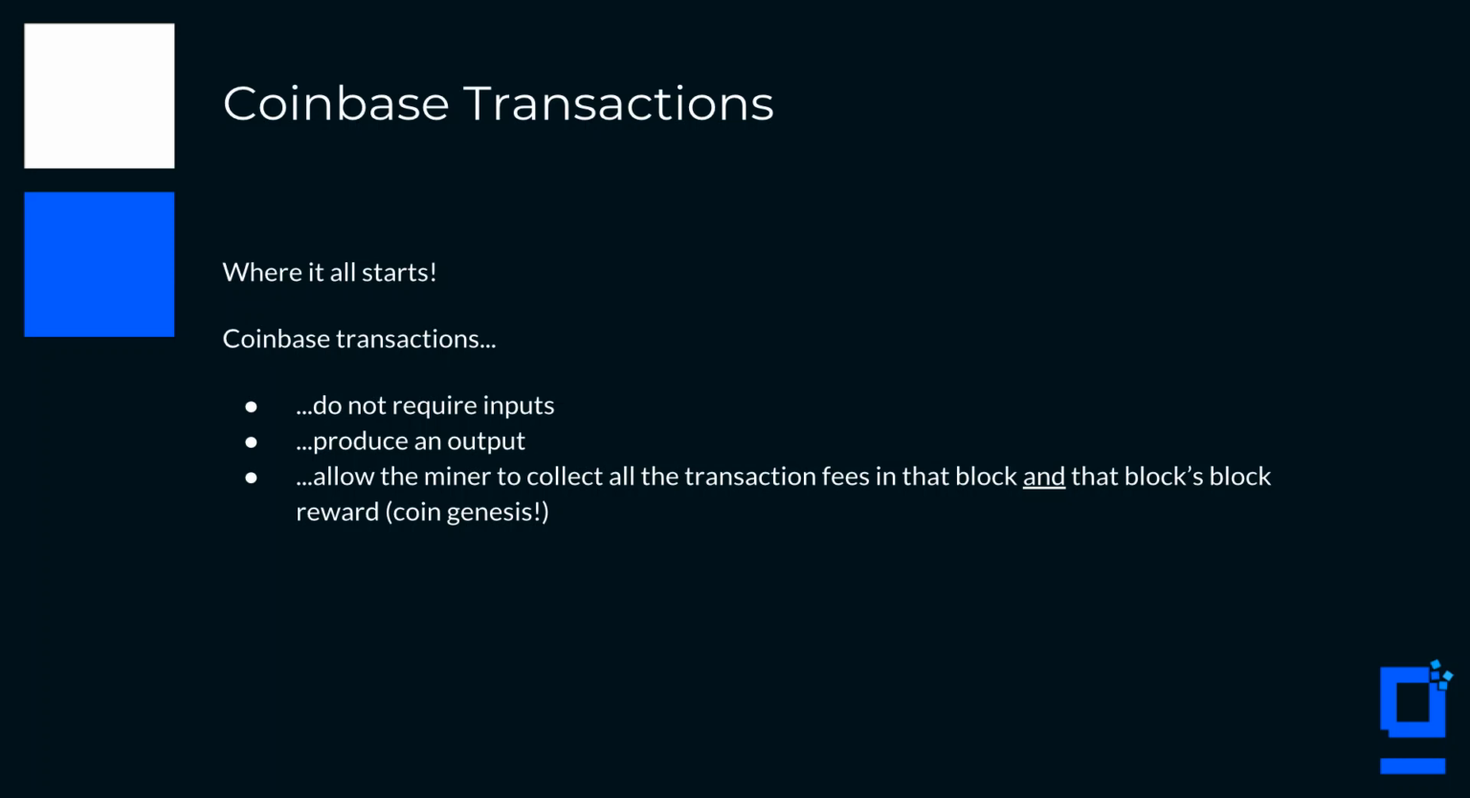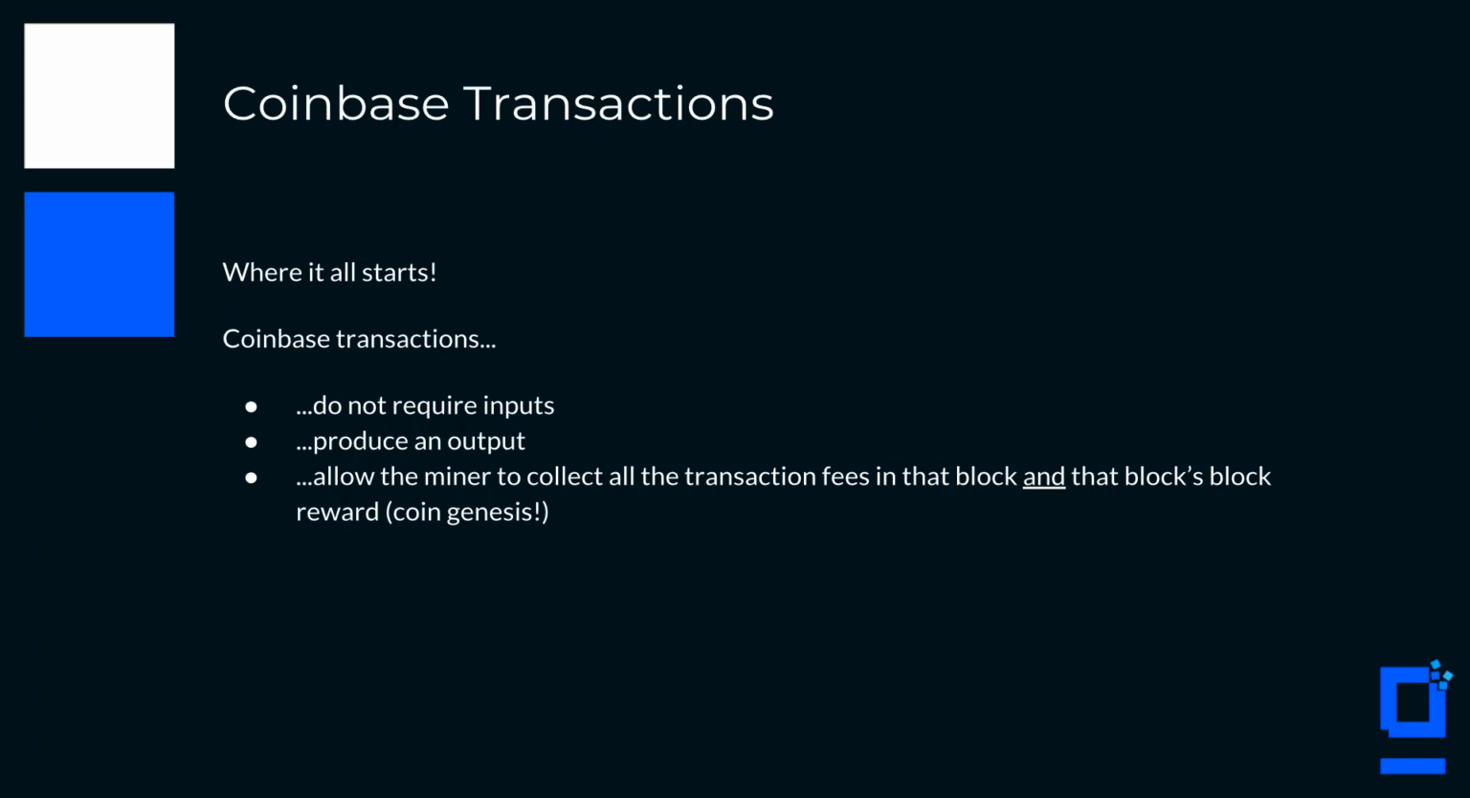You only get one per block. When the miner mines a block, they get to add one special Coinbase transaction that has no inputs and still produces an output. So it's like we're generating money out of thin air. Except remember, we're paying the miner for their service, because they have verified all of these transactions for us. And now they expect a little something, right? So that's where these Coinbase transactions come in.